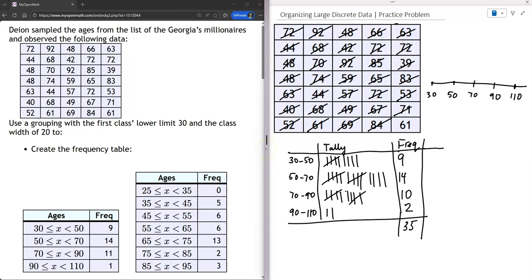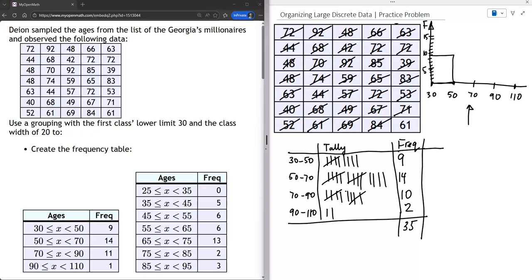To construct the histogram, I'm going to use this scale on the x-axis, and I'm going to add the frequency scale on the y-axis. My largest frequency is 14, so I'm going to go in increments of 5 all the way to 15, and then here we're going to have 1, 2, 3, 4, 6, 7, 8, 9, 11, 12, 13, 14. A bar corresponding to the first category from 30 to 50 will go from 30 to 50 in its base and all the way up to 9. So this is what it's going to look like.